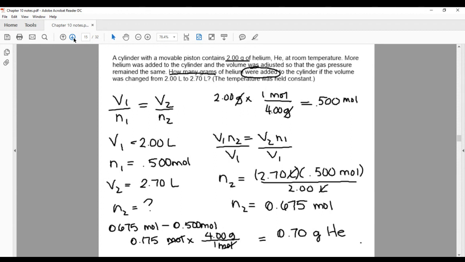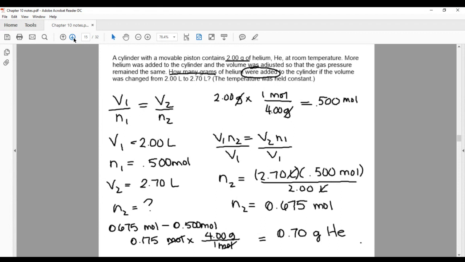Now, they wanted to know how many grams were added, so we're not there yet. Not how many we ended up with, but how many were added. So we have to look at how much we just calculated and subtract out what we already started with. So you can see that calculation down here at the bottom. 0.675 moles minus 0.500 moles. So we had 0.675 moles total. But we subtract out what we started with because the problem asks us how many were added, not how many we ended up with. Okay?